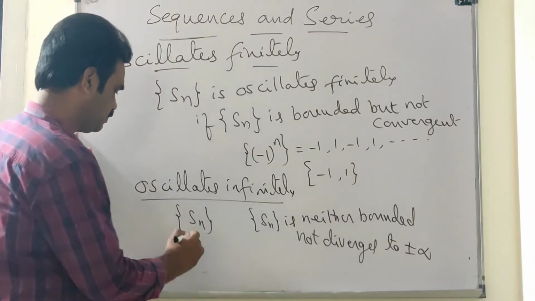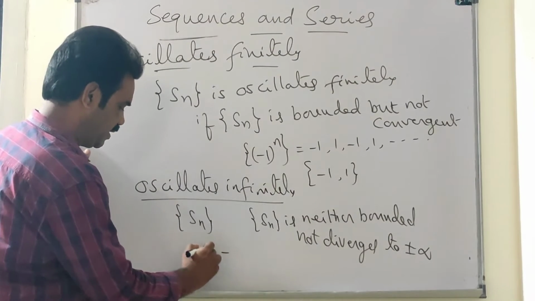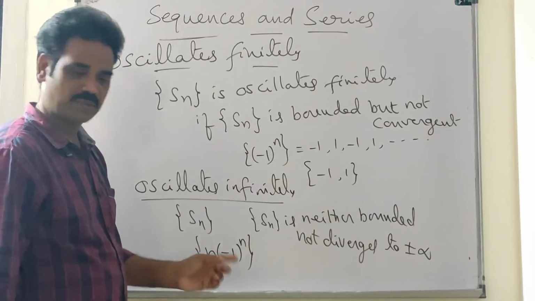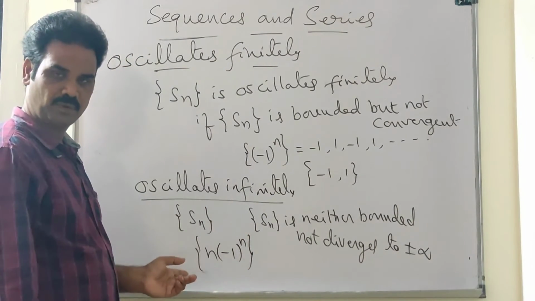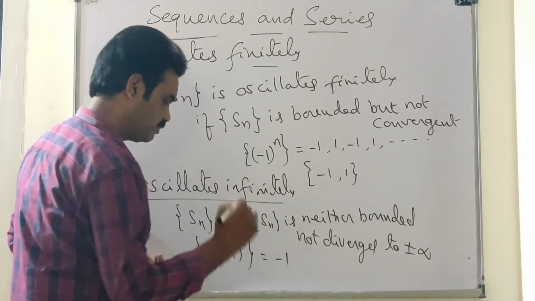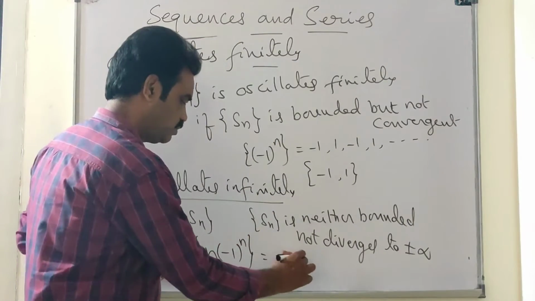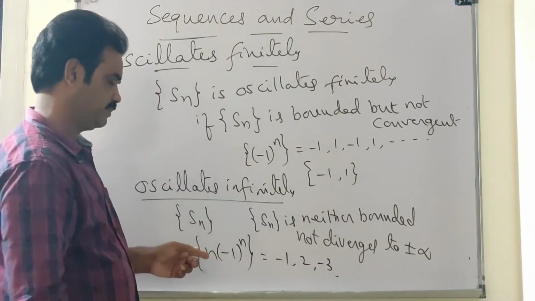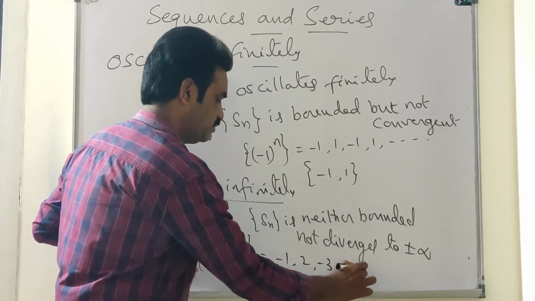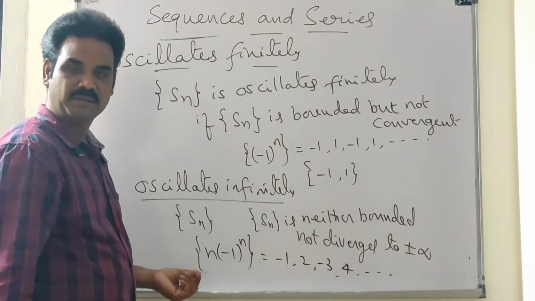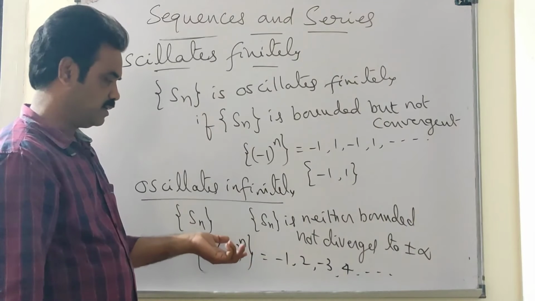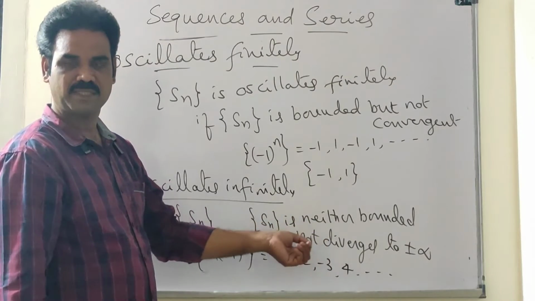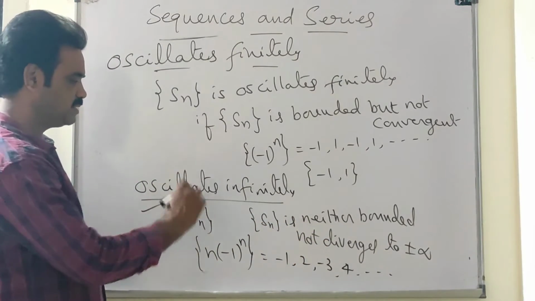Okay. For example, n into minus 1 whole power n. Here Sn is n into minus 1 whole power n. What is the first term? Minus 1. Next 2. What is the next term? Minus 3. Next term is 4 and so on. This is not convergent and this is not divergent to plus infinity or to minus infinity, and hence it oscillates infinitely.